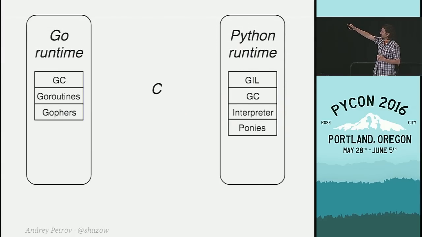So here are our little runtimes. On the left, we have our little Go bubble where all of the Go ecosystem lives. On the right, we have Python with the GIL and the garbage collector. And this all exists in this barren, beautiful wasteland of C, which has an important property because C by default doesn't have a runtime.